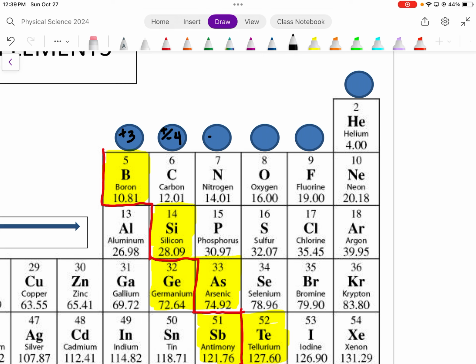Group 5 wants to gain 3 electrons. Group 6 wants to gain 2 electrons. Group 7 wants to gain 1 electron. And the noble gases, we'll put a 0 up there, because remember, noble gases don't interact with anything, so they don't have an oxidation number. We're not going to use those for anything in this regard, just because they're not very reactive.